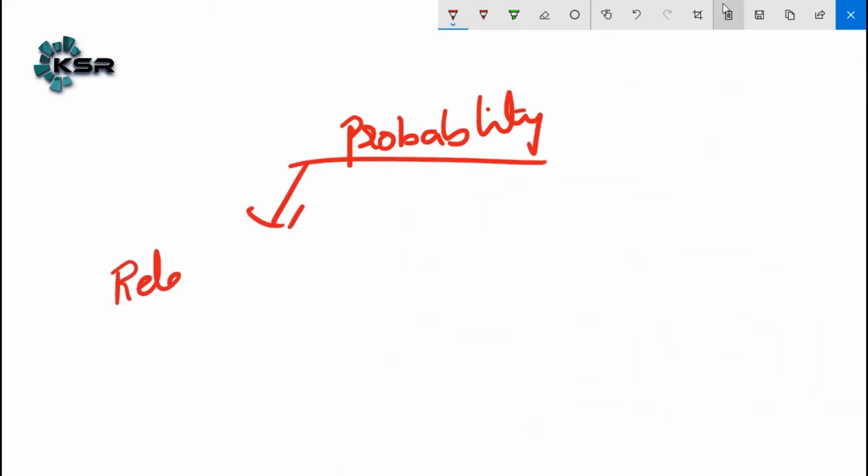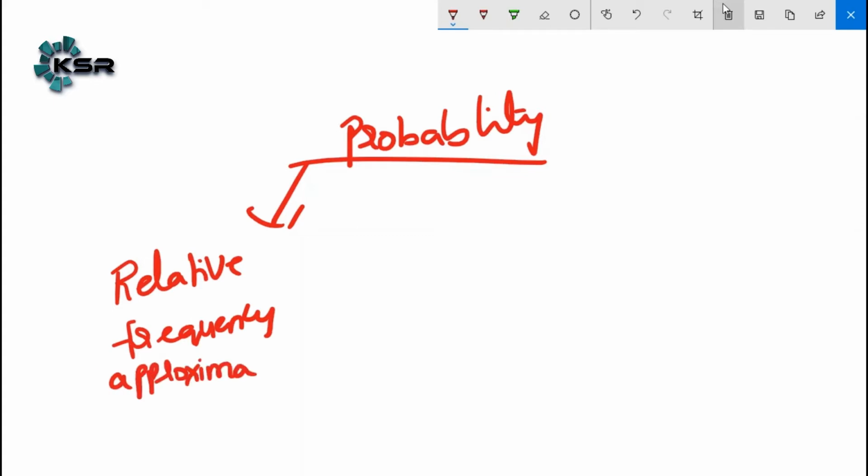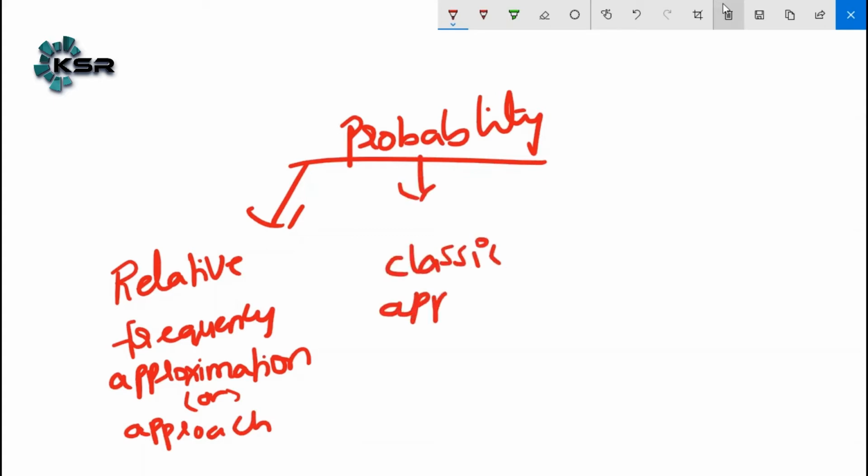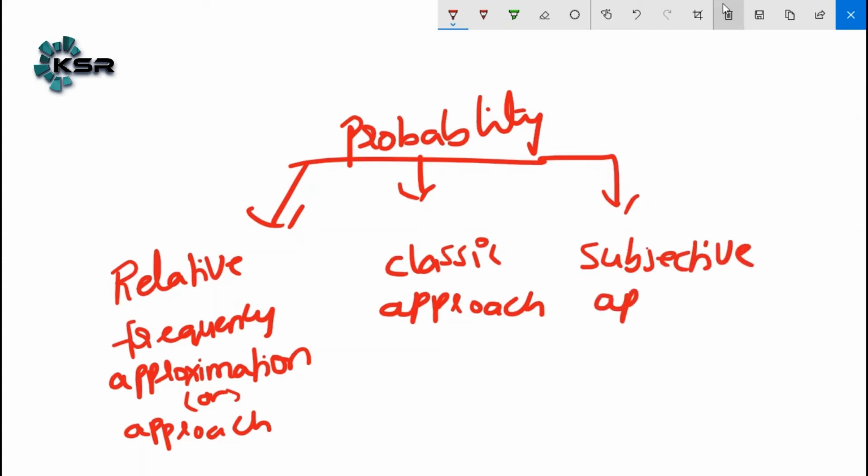One is the relative frequency approximation, or approach. You can say approximation or approach. The second one is the classic approach. The third one is the subjective approach. Probability has been classified into 3 types: relative frequency approach, classic approach, as well as subjective approach. Classic approximation or approach, both are the same.